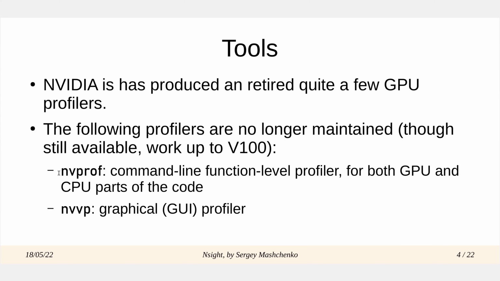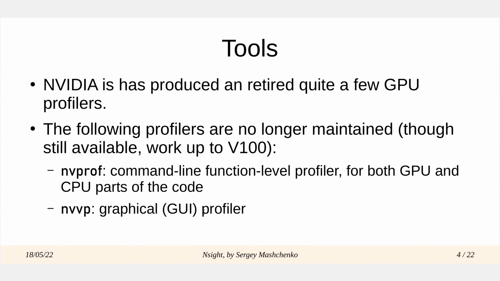One of them is a very nice and simple command line utility NVProf. This is a function level profiler, so nothing fancy, no line by line profiling like Nsight tools can do. And it also works for both GPU and CPU parts of the code. And VVP is the graphical profiler, which is being retired currently.